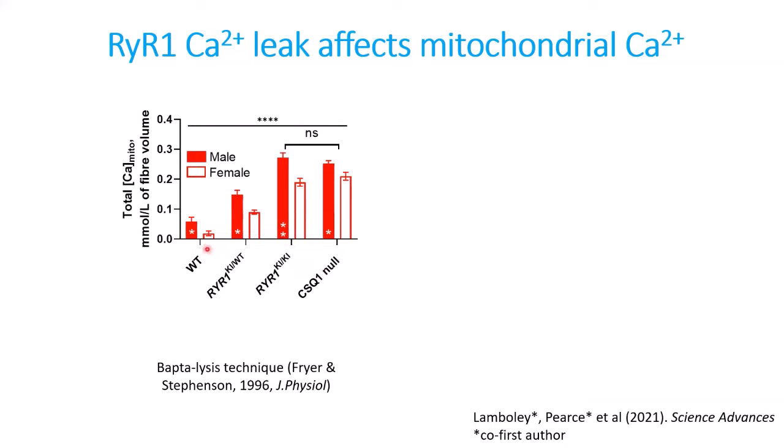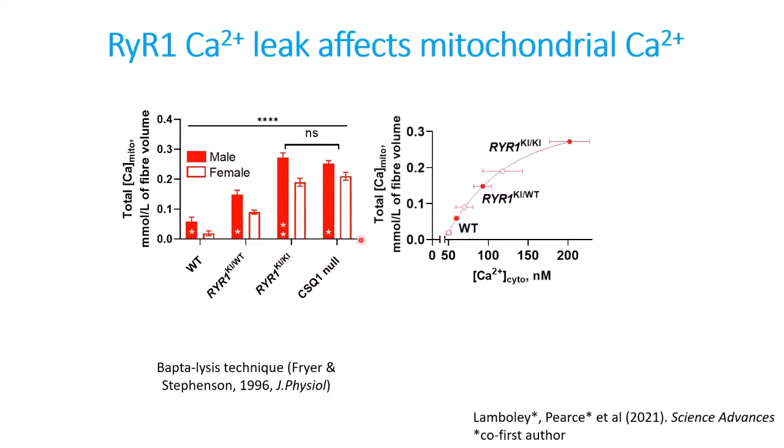Wild type had the lowest amount of calcium in the mitochondria, consistent with having the lowest cytoplasmic free calcium. But we could see a sex difference as well. There's more calcium in the male than the female. In the heterozygous mice, there's an increase in total mitochondrial calcium, again more in the male than the female. The increase continues in the homozygous, more in the male than female, and a high amount of calcium in the calsequestrin male as well.